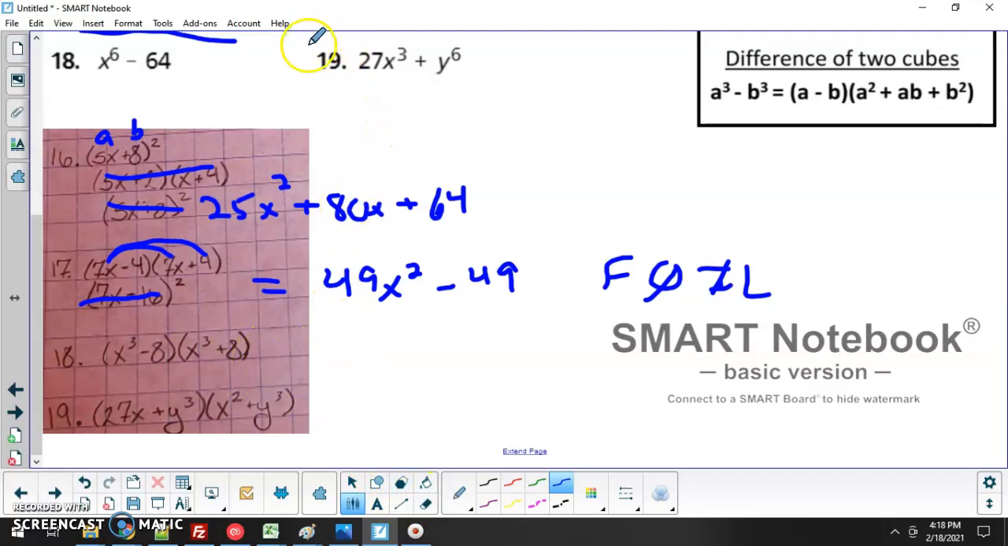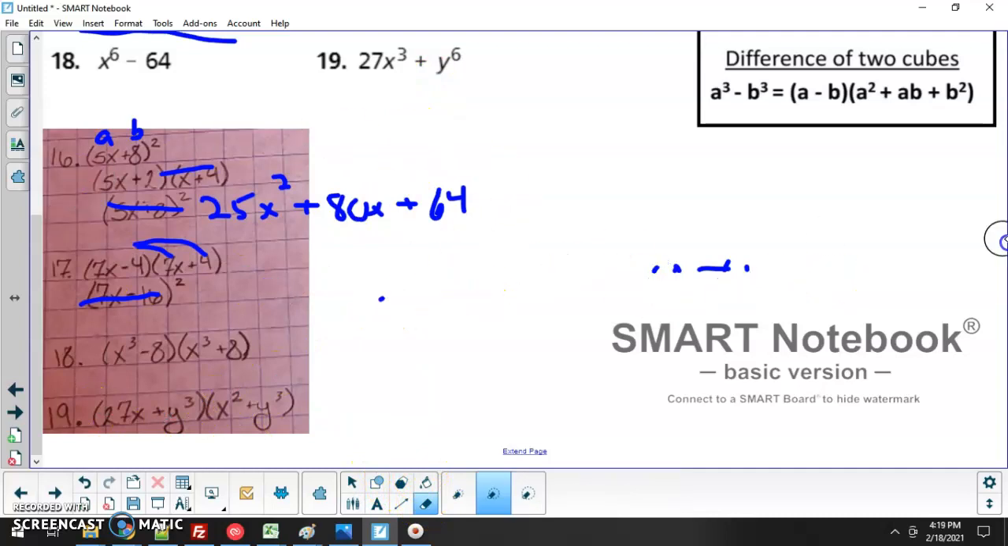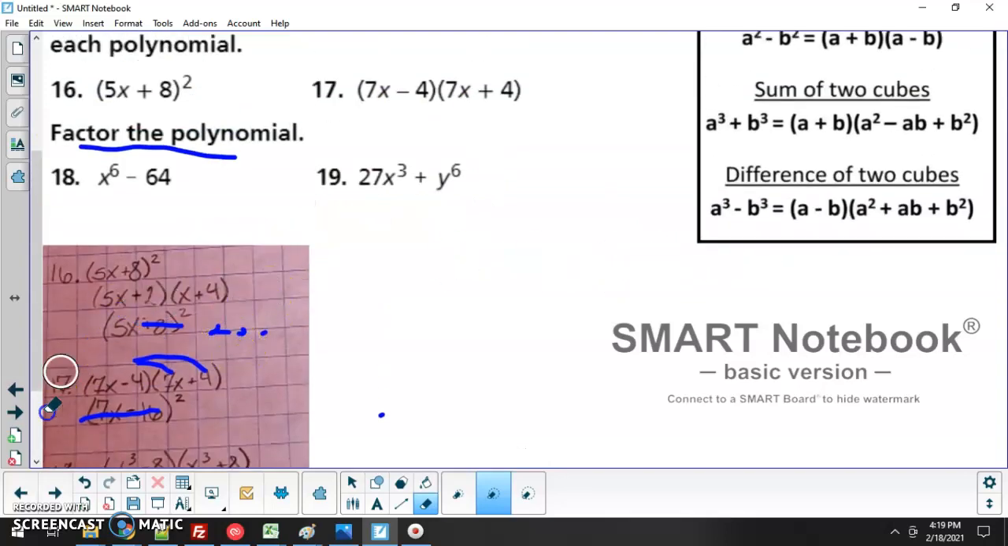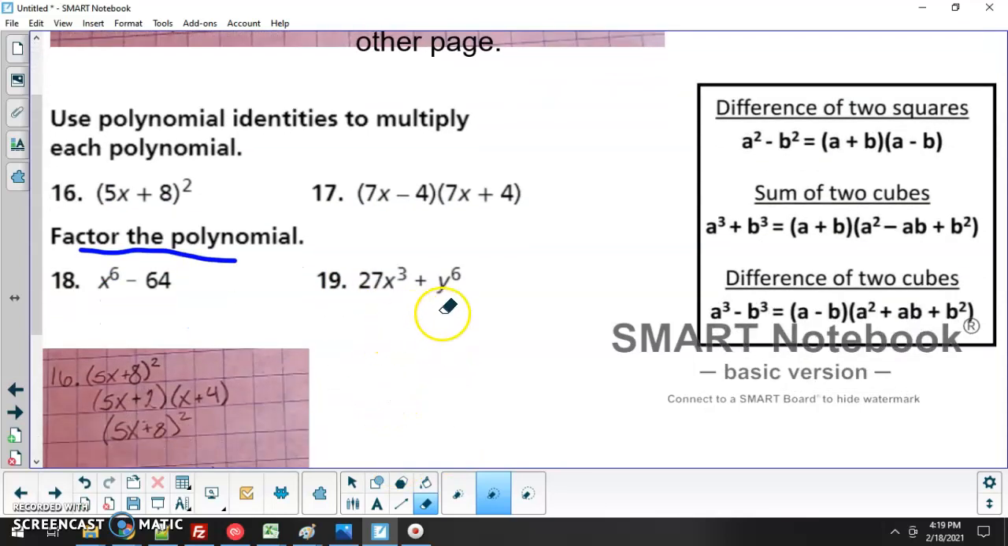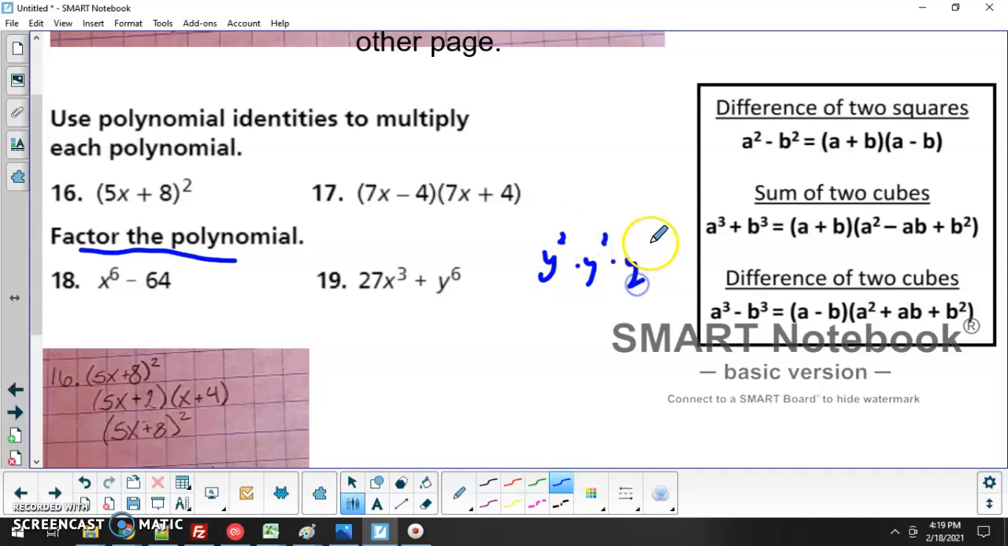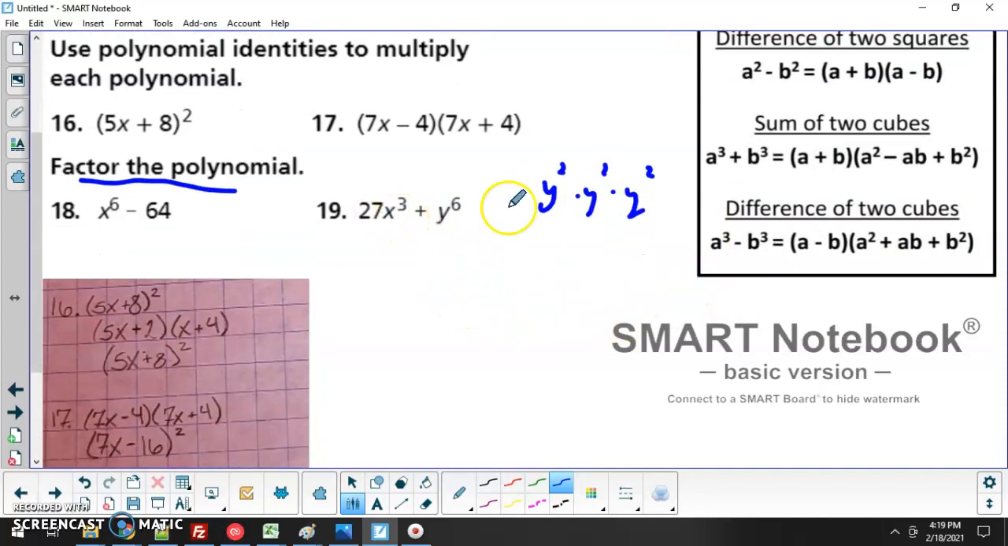All right. But 19 is, well, I see a cube there, so I'm sorry, I'm erasing here while talking. 19, I see cubes. Y to the 6 is a perfect cube too, because y to the 6 is the same thing as y squared times y squared times y squared. So that's a perfect cube because you can multiply a number by itself 3 times to get that number. And there's a plus sign here, so this one is a sum of two cubes.